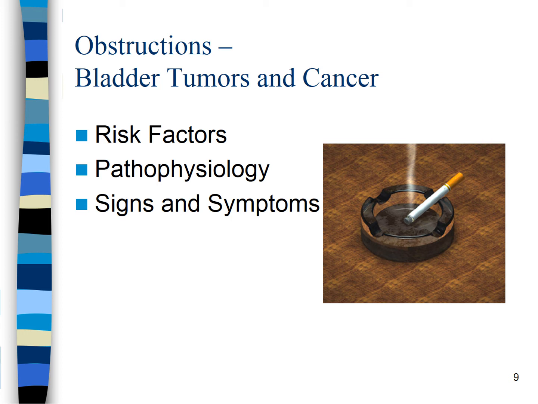Pathophysiology: just know that bladder cancer is usually transitional cell carcinoma. Signs and symptoms are gross hematuria. It is painless most of the time, and they do eventually complain of dysuria. So further on, they do get that dysuria.